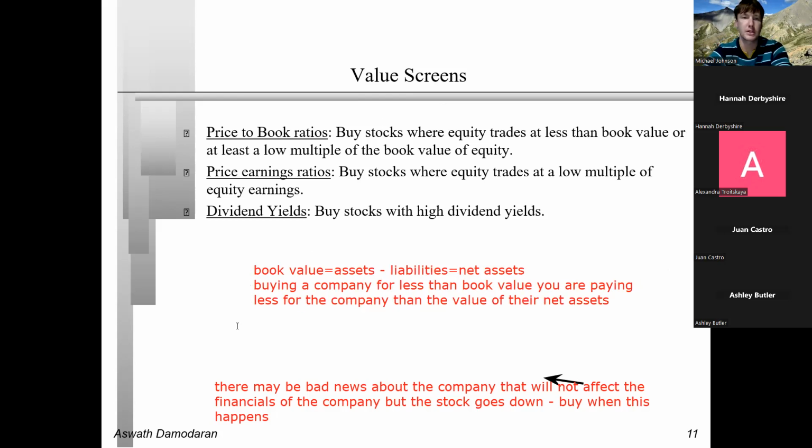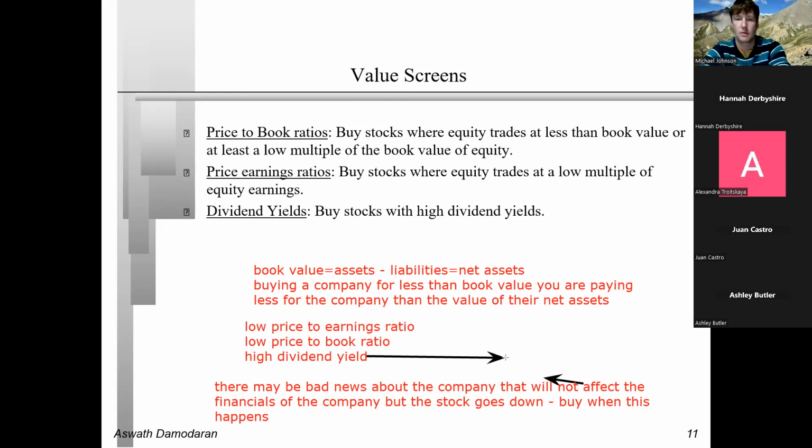And then price to earnings ratios, you want to have a low price to earnings ratio, low price to book ratio, and then a high dividend yield. So does anyone know what a dividend yield is?